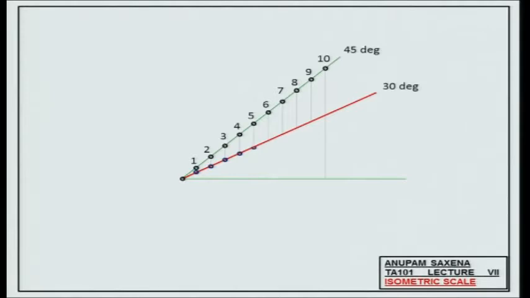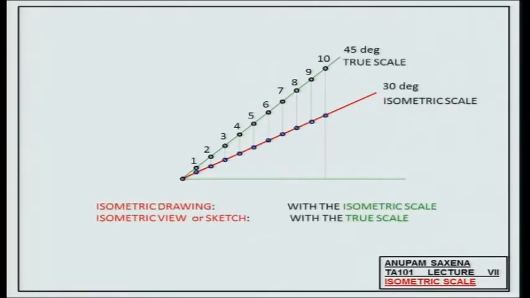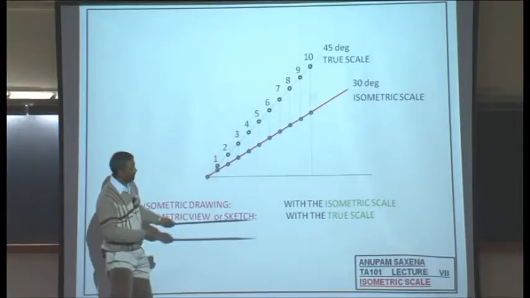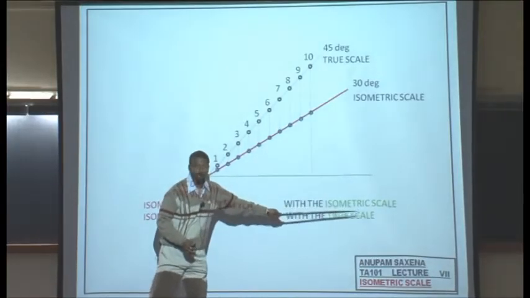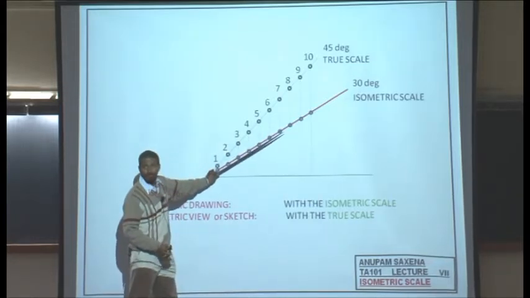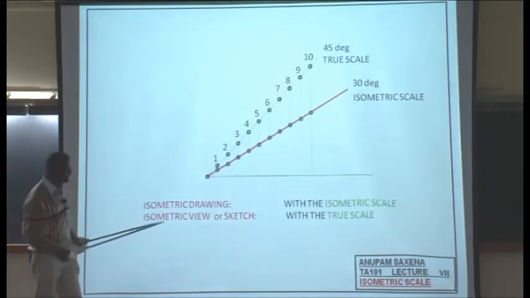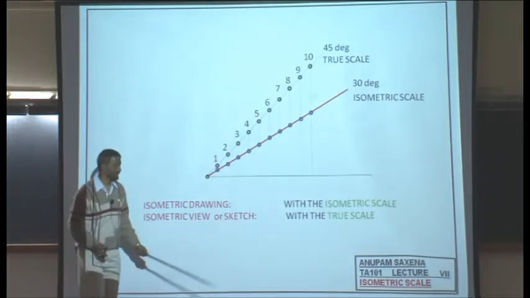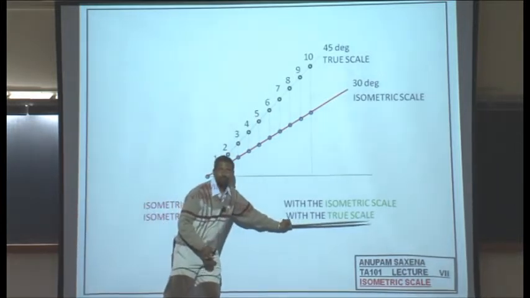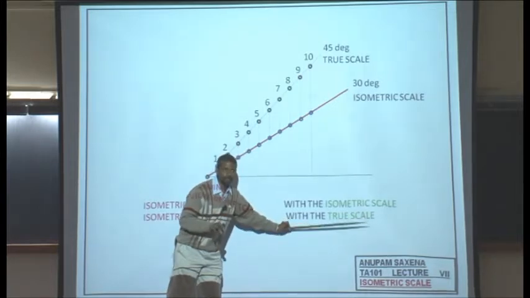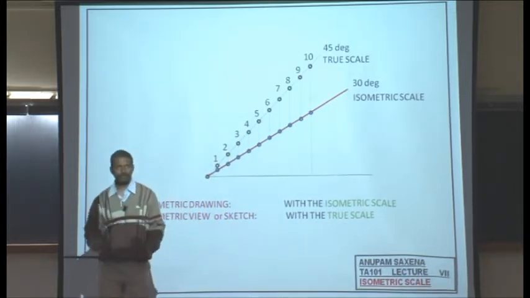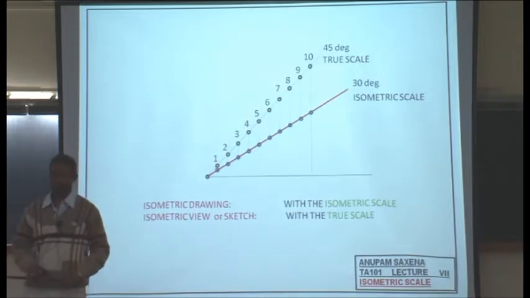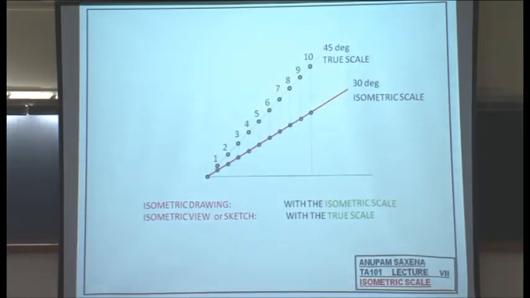So in your lab assignments and homework assignments, when I say isometric drawing, I want you guys to draw with isometric scale. When I say isometric view or isometric sketch, I would want you guys to draw isometric view but with true scale. Okay? So keep this in mind.